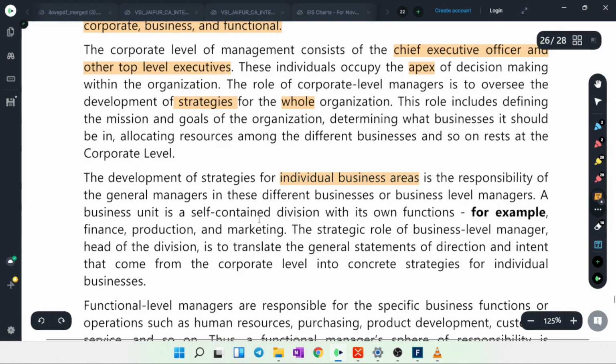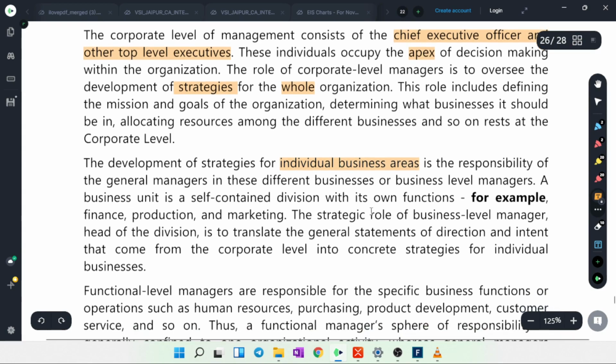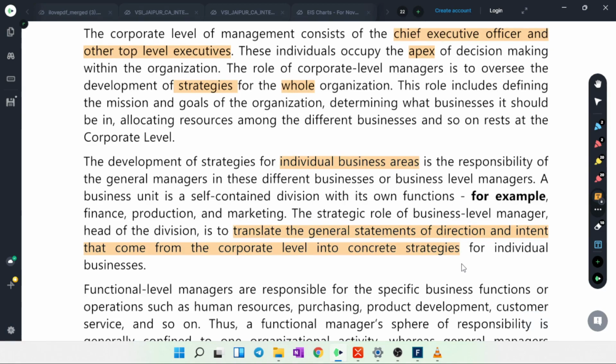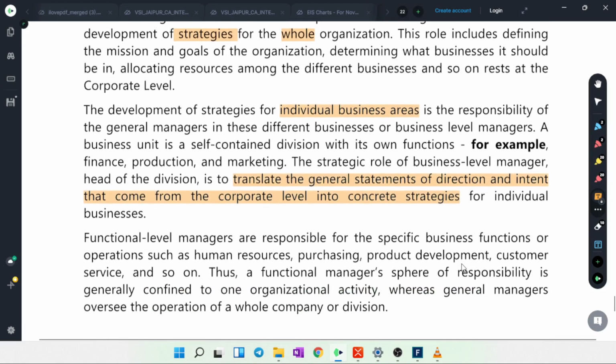A business unit is a self-contained division with its own functions. The strategic role of the business-level manager, the head of a division, is to translate the general statements of direction and intent that come from the corporate level into concrete strategies for individual businesses.